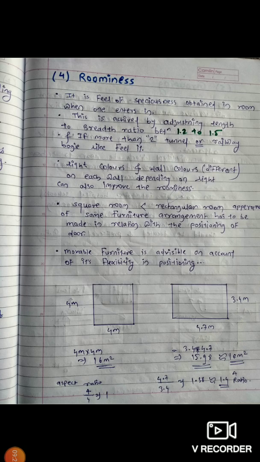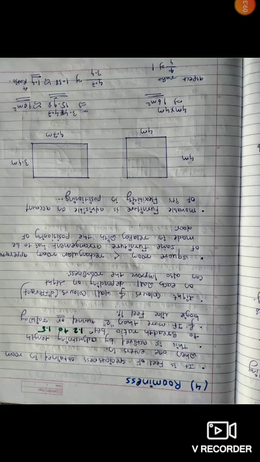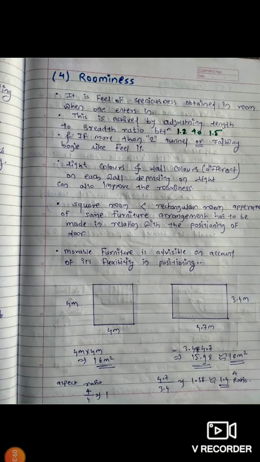It is a very important point that a square room always appears smaller than a rectangular room of the same area. Movable furniture is advisable on account of the flexibility of the rooms.